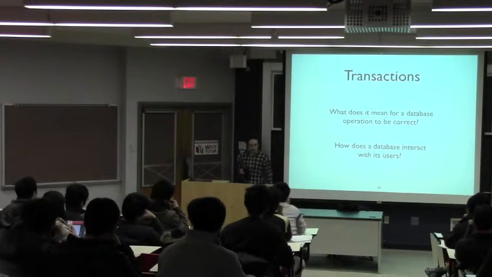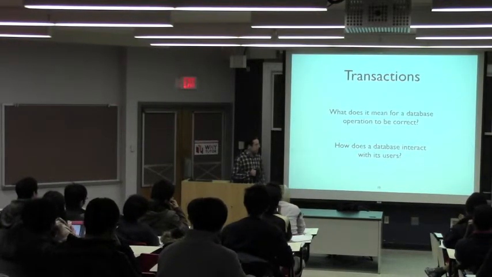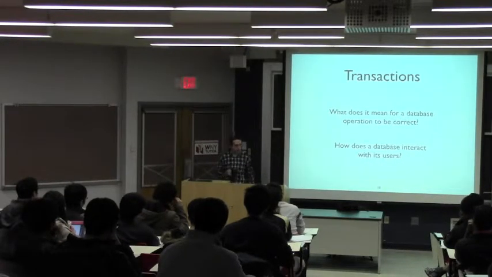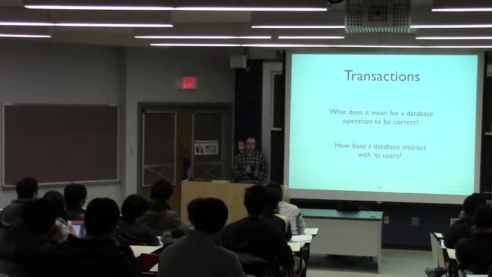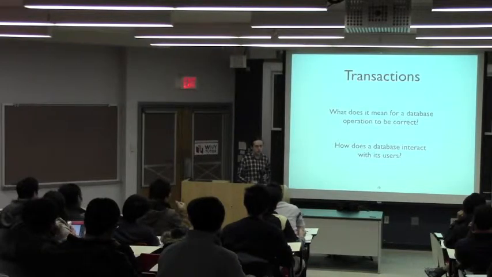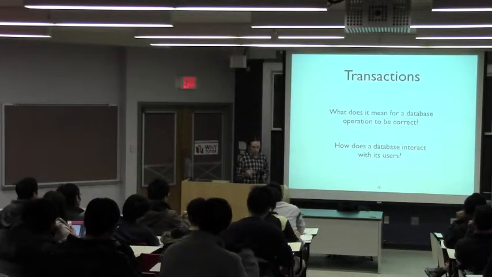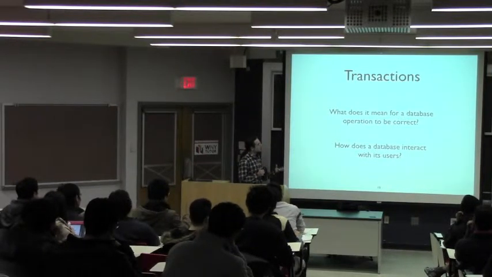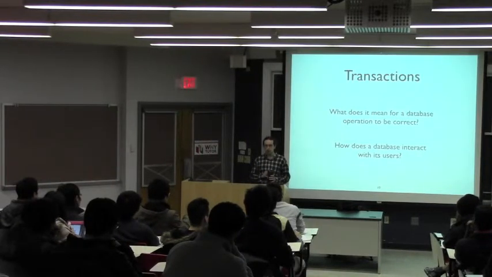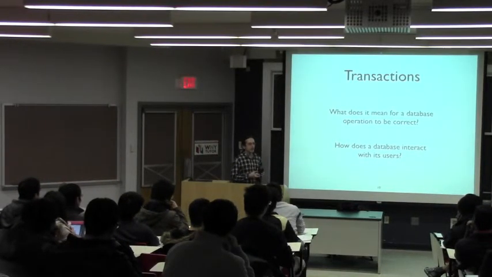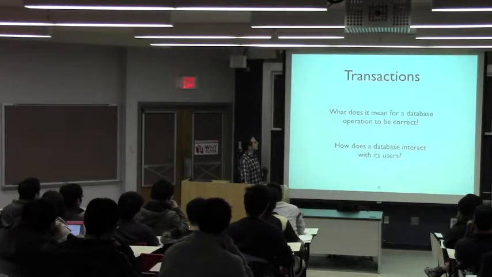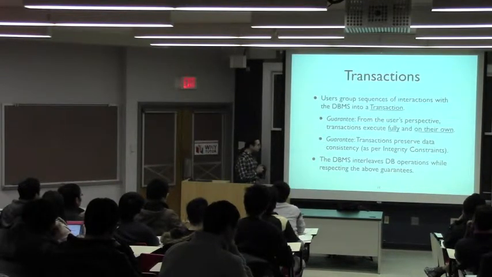No. Exactly. So essentially, the database doesn't really know about the business logic that goes into components of the system outside of the database. All the database knows is what data gets written and what data gets read. And so this is going to be sort of the fundamental construct that we're going to use in order to guarantee this open-ended correctness property.